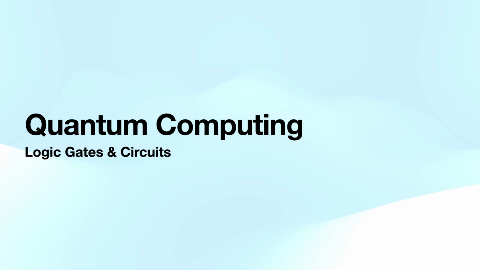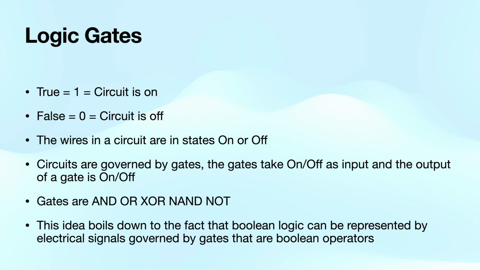All right, so this is going to be about logic gates and circuits. Okay, so we can think of logic gates like this. True equals 1, which is circuit is on. This is easy if you come from software engineering.